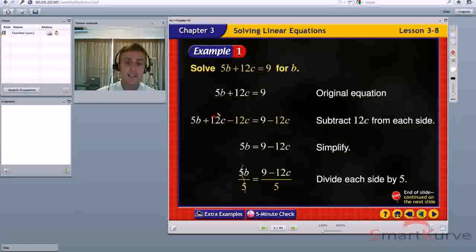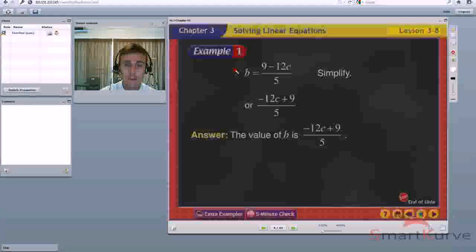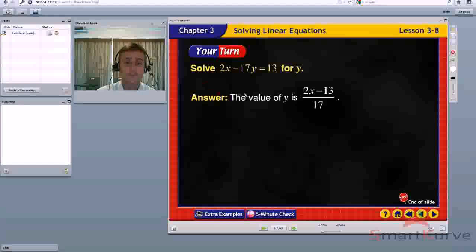That's what it means when it says solve the equation for b. You're not going to change the c. The c is not going to be changed by any number. You're just solving for b. So a c will be in the answer.